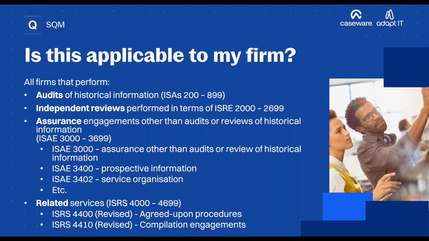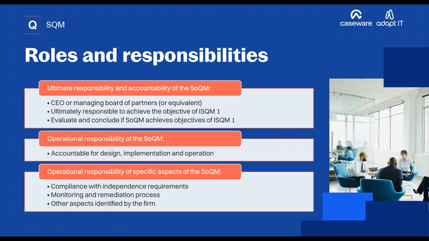Now, of course, in different regions, there are different implementation periods. Some areas do not require related services at all, or will only implement that later. In a South African context, all of this is already required. So when a South African firm performs, let's say, only compilation and review engagements, the firm must also comply with ISQM 1 and therefore have a system of quality management.